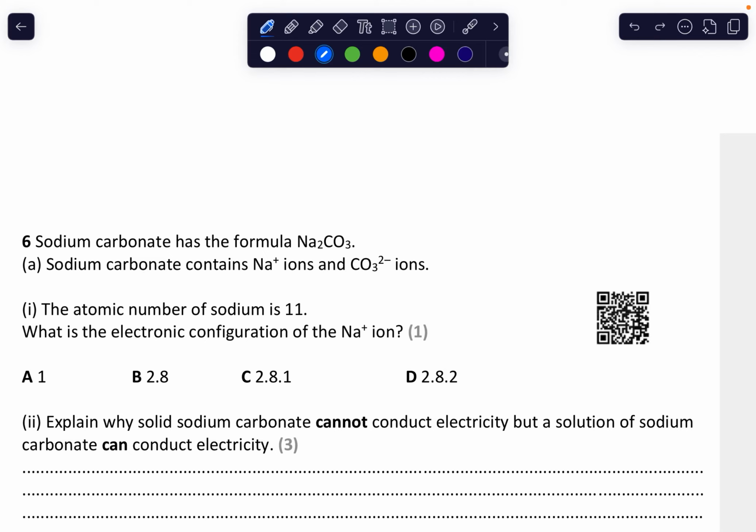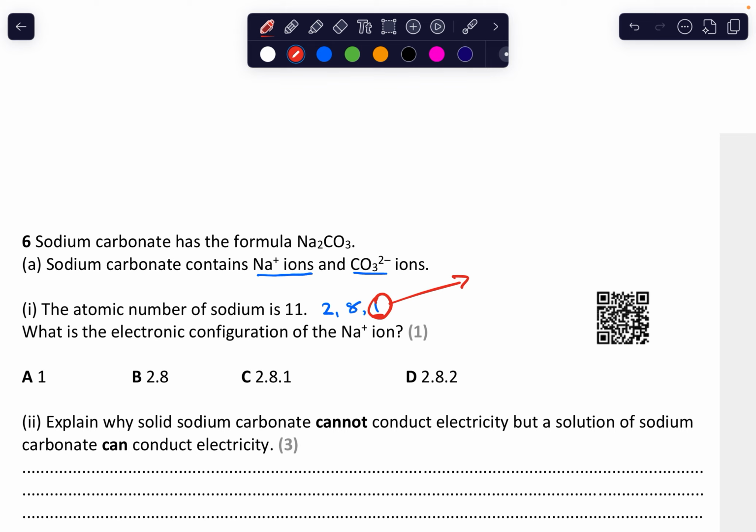So sodium carbonate, we're told, contains sodium ions and carbonate ions. The atomic number of sodium is 11. What is the electron configuration? Okay, so if the atomic number is 11, that means it's got 2, 8, and 1 electron arrangements. 2 in the first, 8 electrons in the second, and 1 in the final energy level. This makes it unstable. So to become stable, it's going to lose that electron.